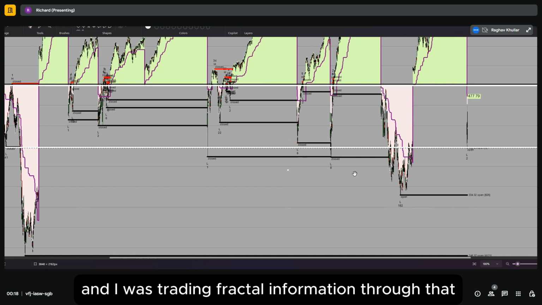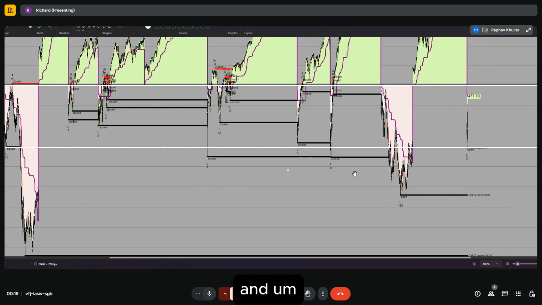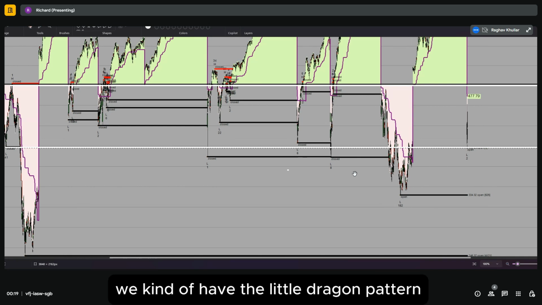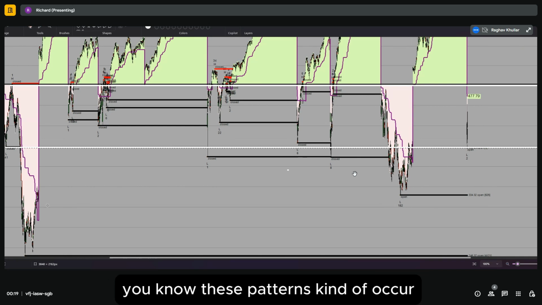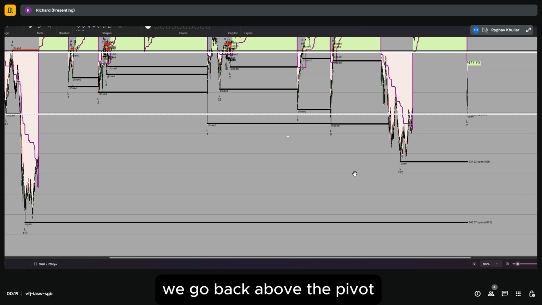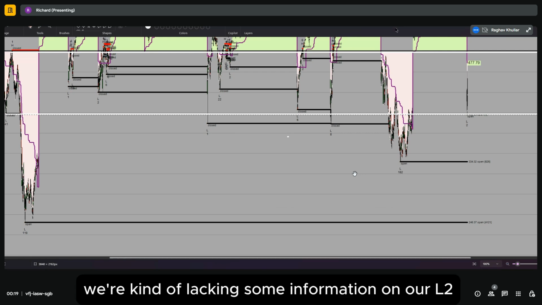And I was trading fractal information through that, so I could see what we're seeing today. I was like, well, we've got to wash out. And you can see down there, we kind of have the little dragon pattern. These patterns kind of occur. So we've got the two feet down there, and then the head forms, and then off to the races we go, back above the pivot. Right now, we're kind of lacking some information on our L2.